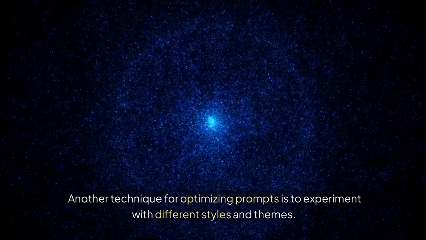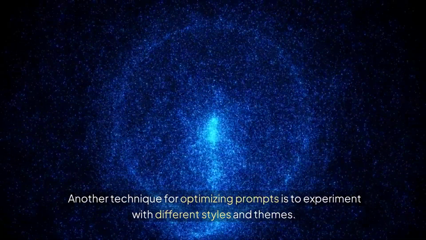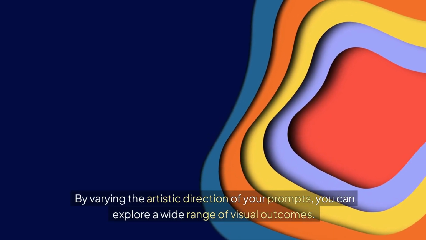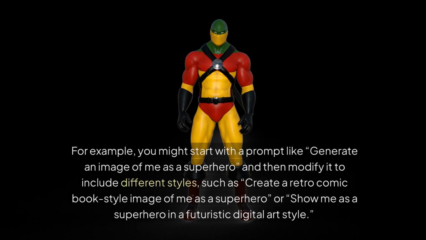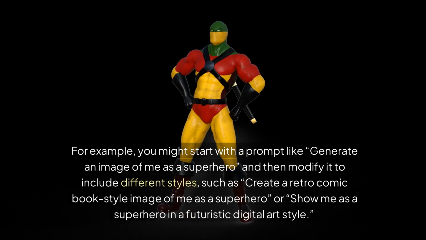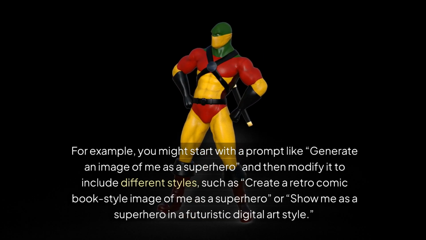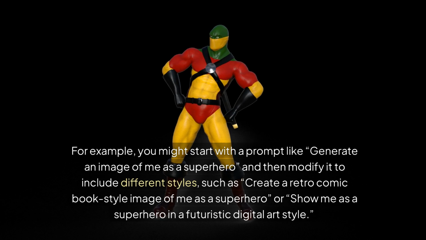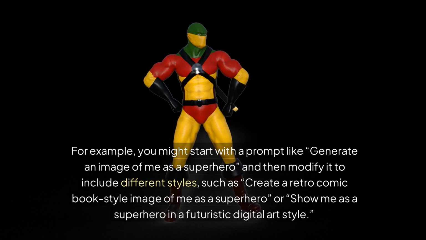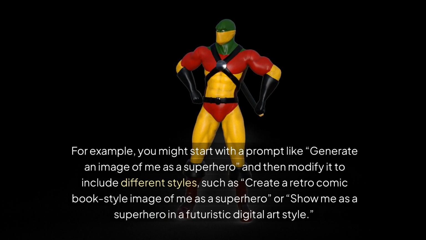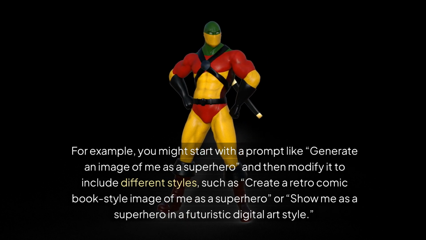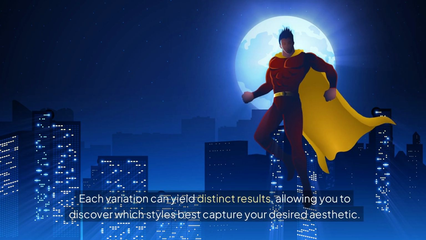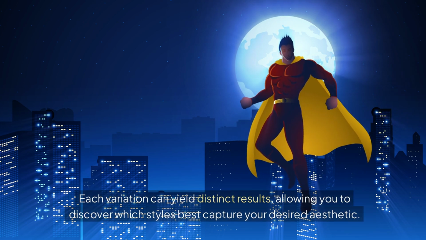Another technique for optimizing prompts is to experiment with different styles and themes. By varying the artistic direction of your prompts, you can explore a wide range of visual outcomes. For example, you might start with a prompt like, "Generate an image of me as a superhero," and then modify it to include different styles such as, "Create a retro comic book style image of me as a superhero," or "Show me as a superhero in a futuristic digital art style." Each variation can yield distinct results, allowing you to discover which styles best capture your desired aesthetic.